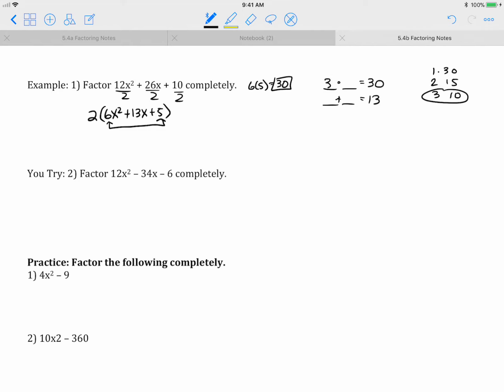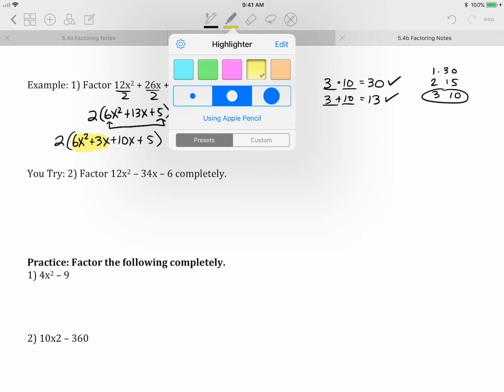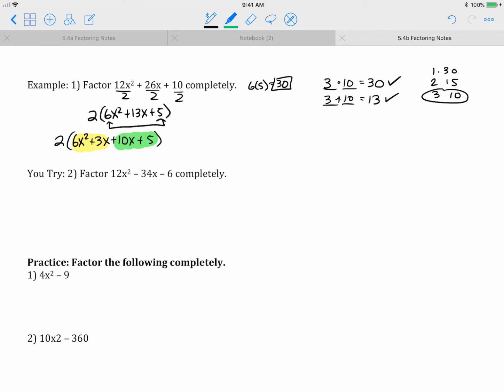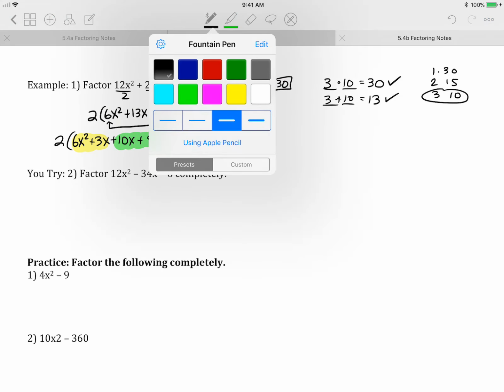All right, so fill it in. 3 times 10, does that equal 30? Yep. 3 plus 10, does that equal 13? Yep. So I'm going to write my 2 down. Then I'm going to write my 6x squared, but then I'm going to split that term into 3x and 10x instead of writing 13x. It still equals 13, it's just split into 3 and 10. And then I'm going to write down my 5. Now I'm going to factor out the GCF of the first two terms, and then the GCF of the second two terms, and I will be very close to being done.